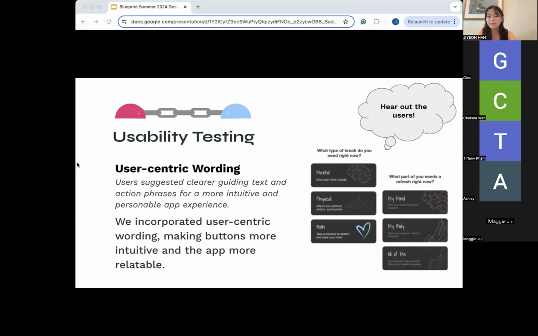So it's really important that the users gave us this type of feedback. Here you can see on the left side of the image, initially our cards were labeled as mental, physical, and both. But after our usability testing and hearing that they wanted more intuitive phrases, we decided to change it to my mind, my body, and all of me. Since our main priority is our audience, we need to make sure to hear them out and make those changes if our design team finds it useful.